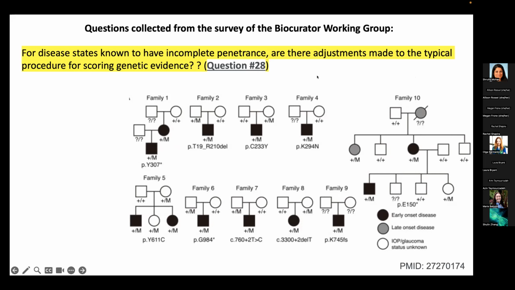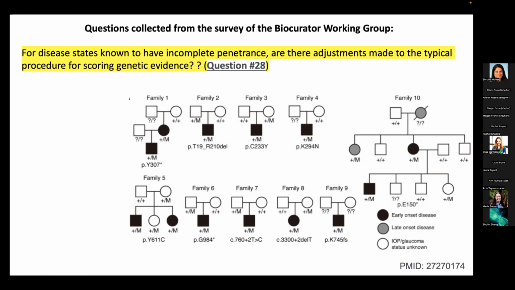You can see in the figure legend that the dark shading is for early onset disease and the gray shading is for late onset disease. So it looks like, in addition to the variable incomplete penetrance, there's also variable expressivity. There's variability within these families in how severely affected people are. So the question is, how do we navigate this situation?